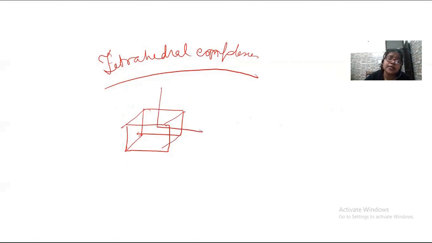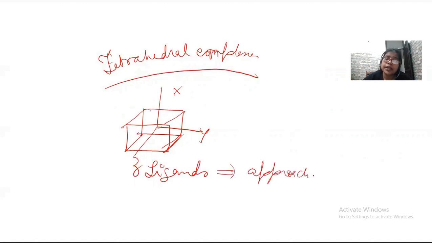This is my x-axis, y-axis, and z-axis. Okay, x, y, and z. Now the ligands will also be along this axis, x square minus y square and dz square orbitals. They will be along the axis, and the rest of the orbitals will be in between the axis. But in case of tetrahedral complexes, the ligands don't approach along the axis. They approach in between the axis.